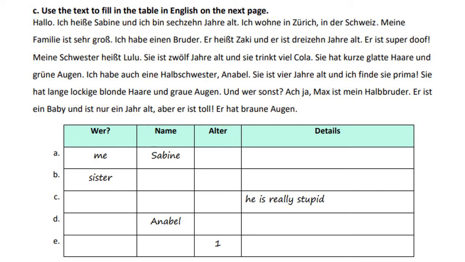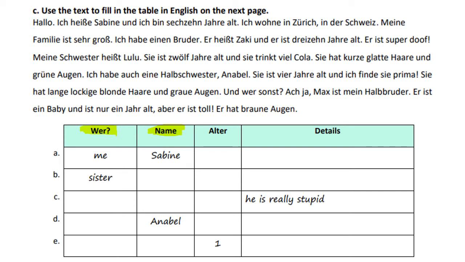All right, so the first column says wer. Wer is actually who. So who is it? And for this one, you kind of need to write in the family relationships. You can see the example there for B is sister. Then we have the word Name. I mean, it looks suspiciously like an English word that we know. So that's where you need to write the person's name.